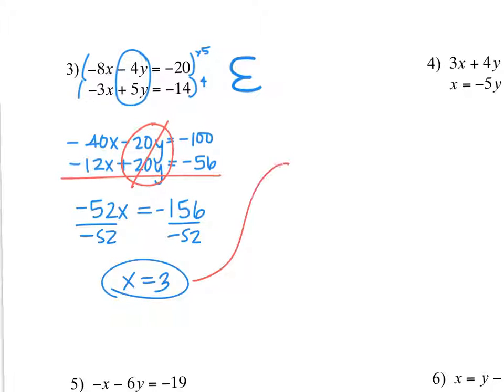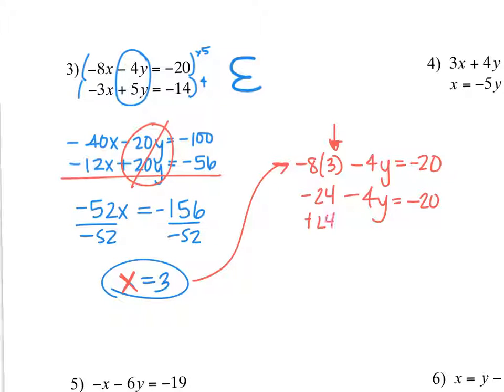And then I want to use that to plug in and find my y value. Make sure you use an original equation. Minus 4y equals negative 20. Notice that make sure you're plugging into the x spot since this is what x equals. And then we're just going to work that out, negative 24. Use opposites to move things across the equal sign.